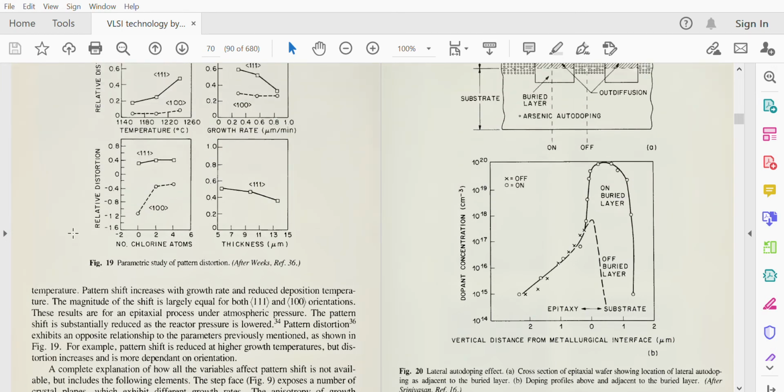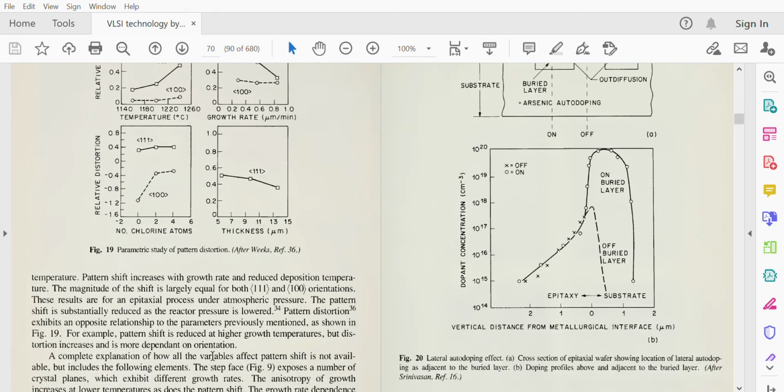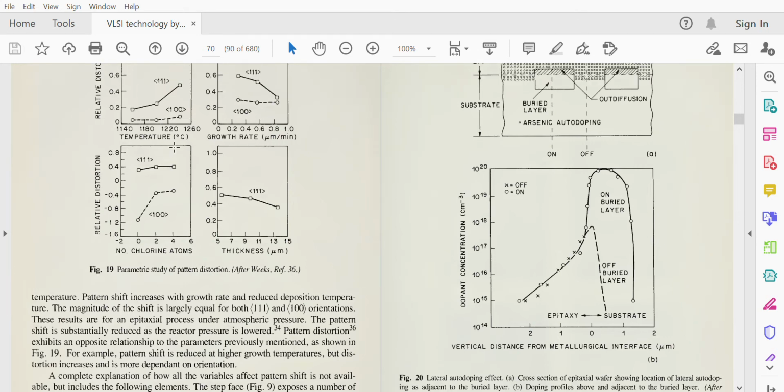Now this diagram is showing that pattern shift can be reduced at higher growth temperature. If I'm increasing the temperature from 1140 to 1260, the pattern shift, you can say this is the orientation 111, this is the orientation 100.